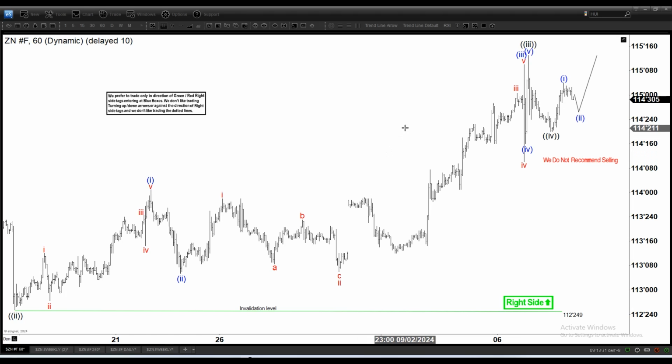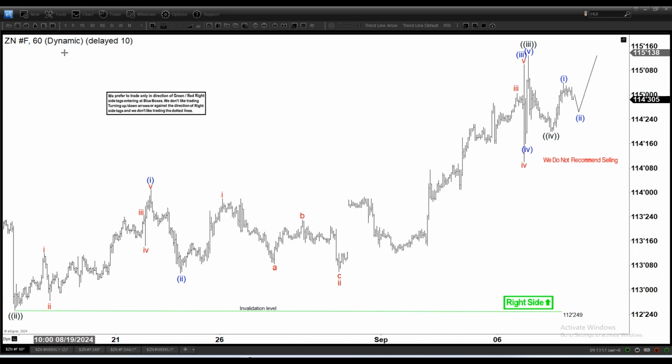Today is September the 10th, and the chart of the day for today is 10-year notes. This is CN, and right here, what we have is a rally, which is unfolding as an impulsive structure in the 60 minutes time frame.